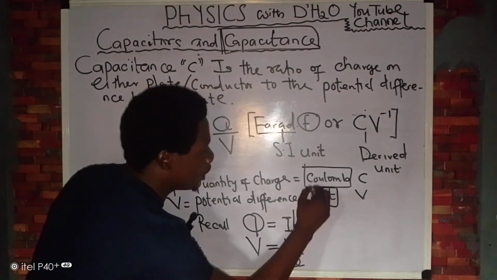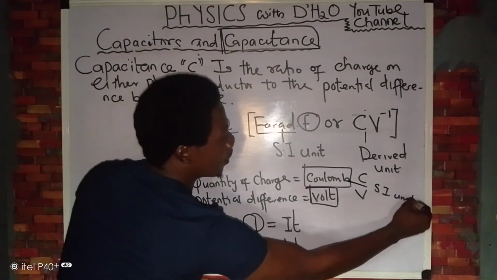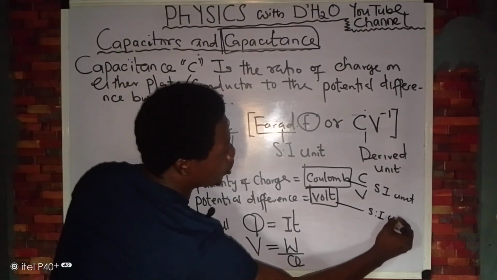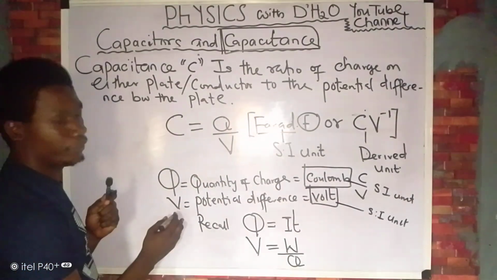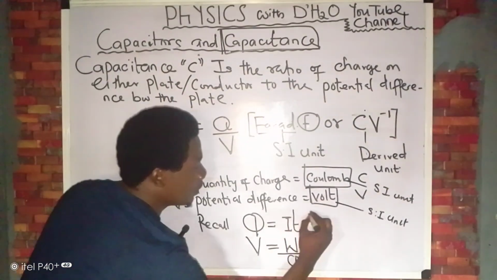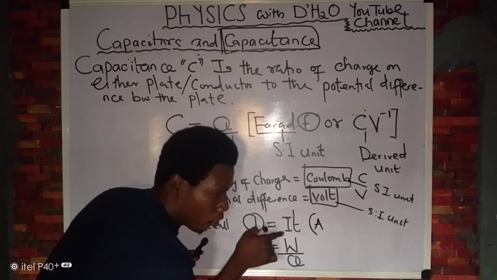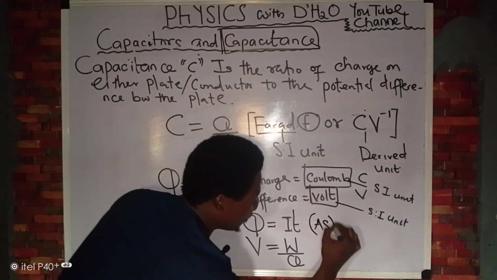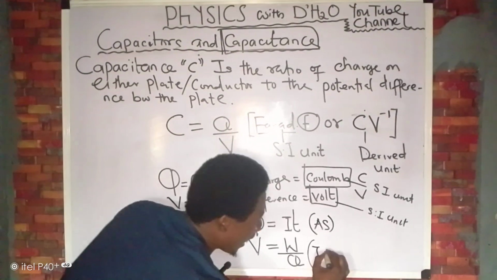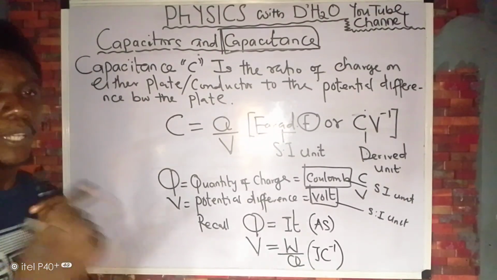And the unit is what? In volts. Coulomb is the SI unit for charge. Volt is the SI unit for what? Potential difference. But from the formula, we can get the derived unit. The derived unit for quantity of charge, which is current times time, is ampere for current and seconds for time. But for potential difference, it is joule for work and coulomb for what? For charge. So please notice that.